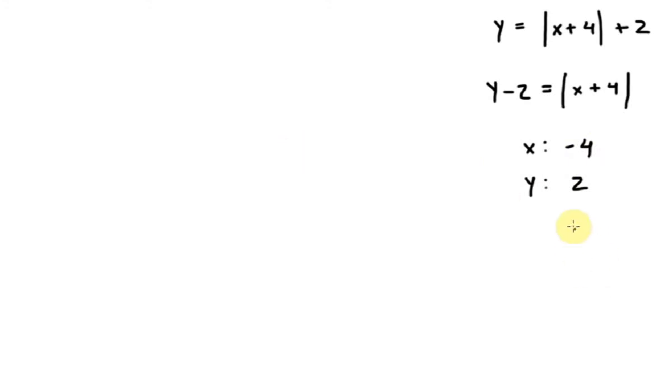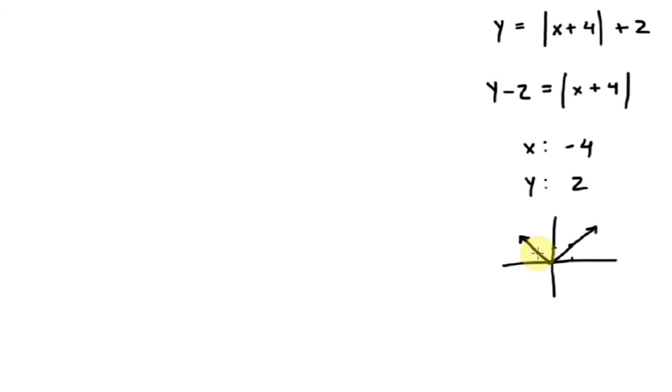Oh, one more thing. What's the basic shape of this graph? Nothing to it. It's a V shape, right? You got key points like 0, 0, and 1, 1. And then there's the same thing happening over here on the left side.